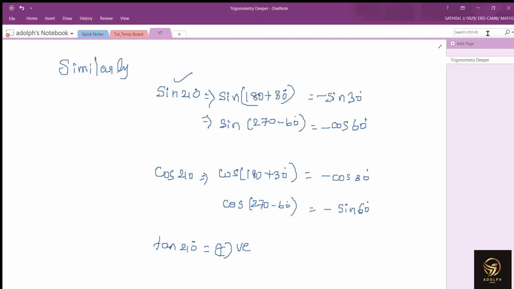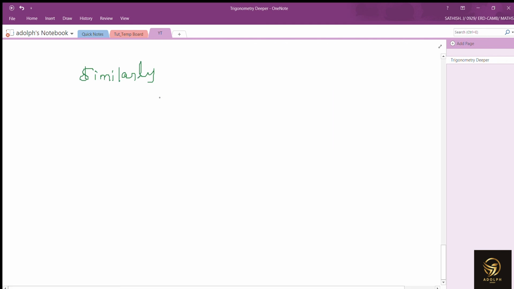So we will see the values for the fourth quadrant also. So we can take it as sine 300. So sine 300 can be written as sine 270 plus 30, or else this can be written as sine 360 minus 60.